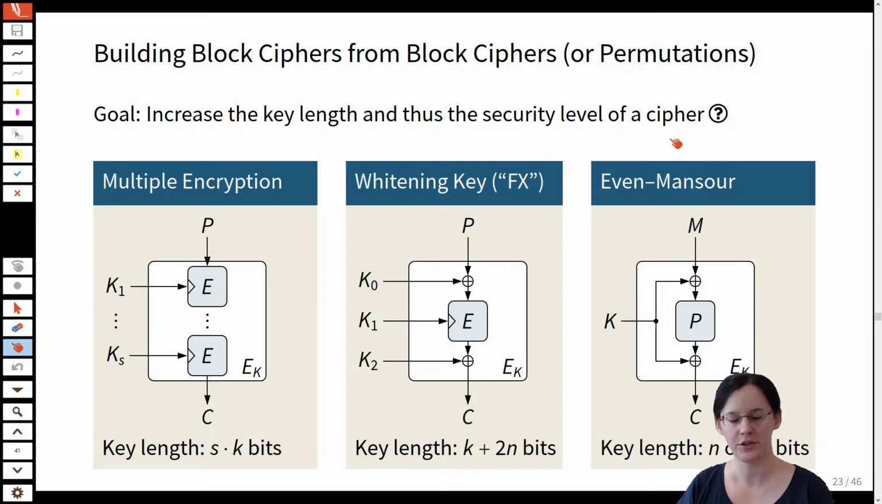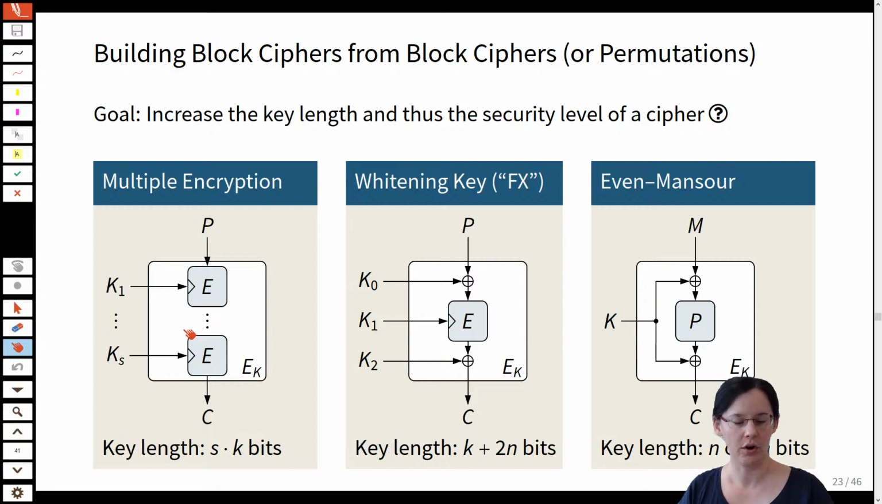So the goal of this type of generic construction is to increase the key length and thus increase the security level of a cipher. Now, one very simple idea is if you have a block cipher like DES, but you're not happy with its key size, you could simply apply it not just once, but for example 2 times or 3 times. This is called multiple encryption. So you build a new block cipher that internally simply iterates another block cipher. So this looks a bit like a round function, but it's really a fully fledged block cipher inside, but you try to build a better block cipher outside. And if you do this s times, you get a key of s times k bits as a new key.